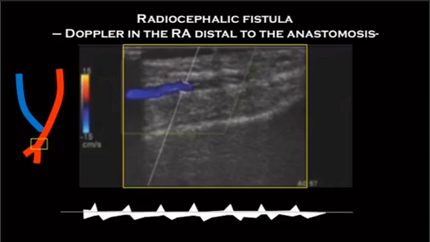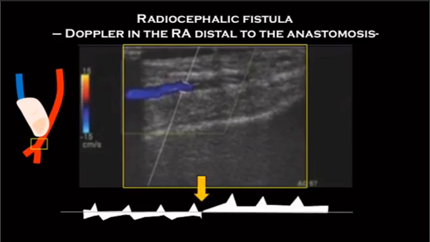That's sort of classic. Now, if you put manual compression, gentle compression at the fistula, that's supposed to improve the flow, remember I said that. So with manual compression here, you're going to see a change in the waveform where now your diastolic flow is in the forward direction.